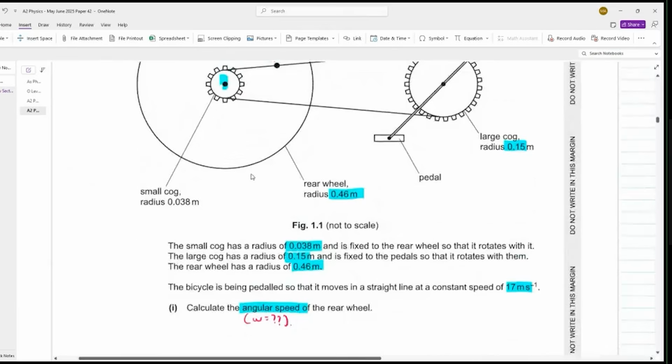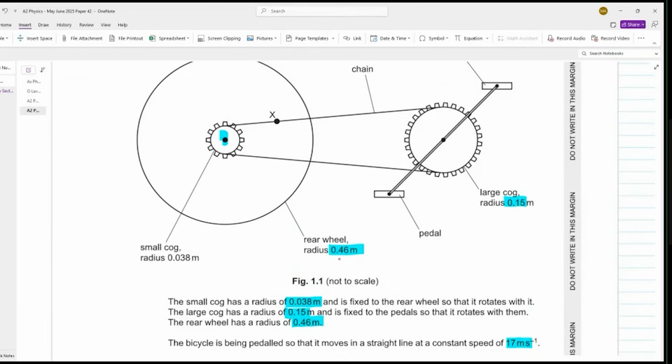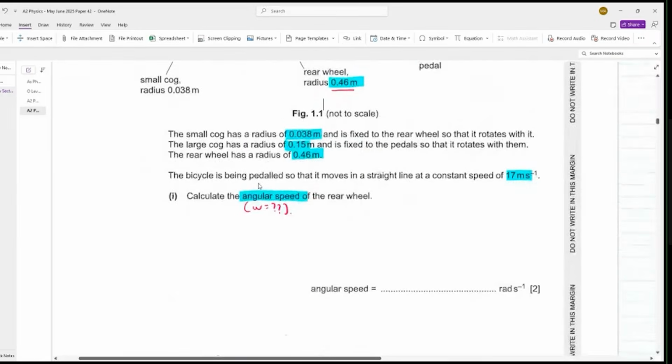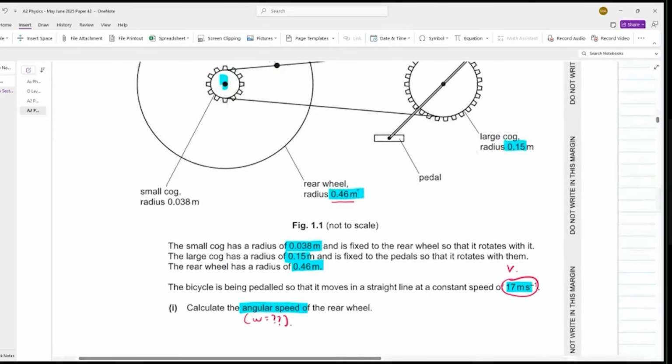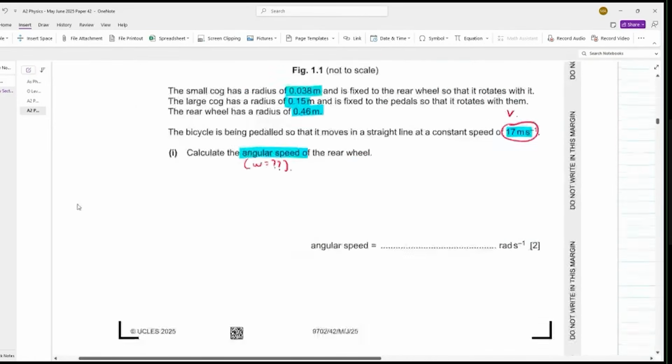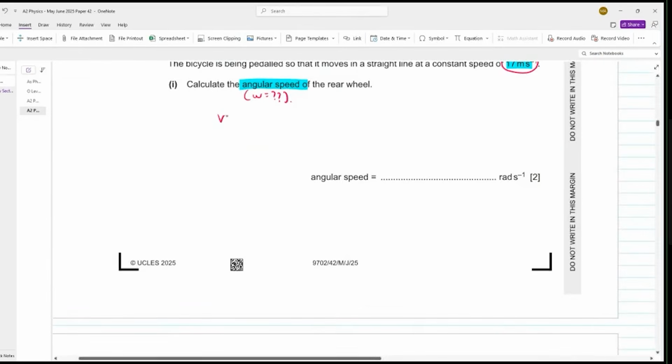Which wheel's angular speed do we have to find? The rear wheel's. The radius of the rear wheel is 0.46. The bicycle is being pedaled at a speed of what? 17. This is your V. This is your R. Can you calculate W? Yes. We remember a formula. V is equals to RW.